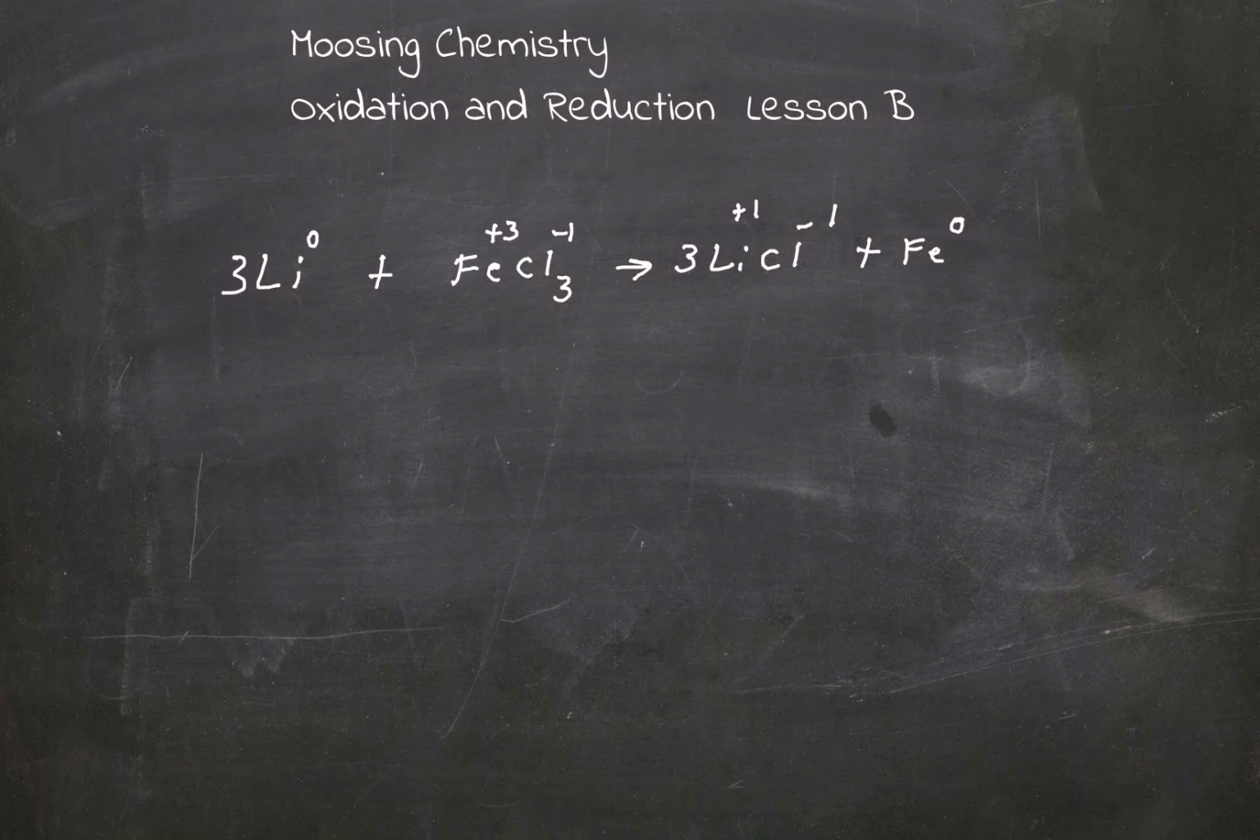So let's look here. Did lithium change? Yes, it did. It went from 0 to a +1 charge. So it's going to lose an electron, okay? So lithium's going to go from 0 to +1. So if you lose an electron, you oxidize. If you gain an electron, you reduce. Remember, Leo the lion goes GER.